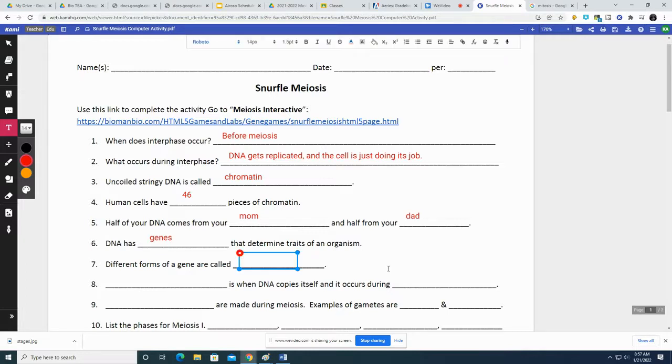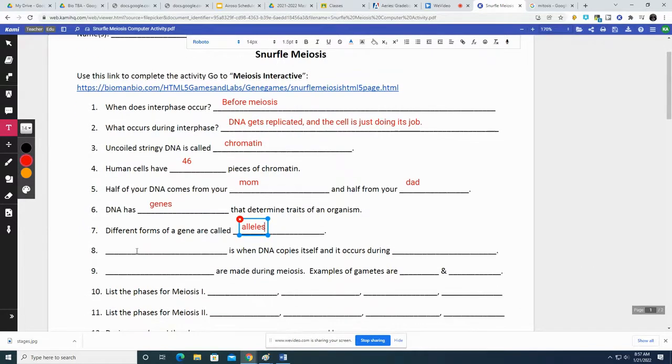Now, there are different forms of genes. We all have the same genes, but there's different types of genes, different forms. Those are called alleles. So if you have blue eyes, you have 2 blue-eyed alleles that you got from both parents, mom and dad. So alleles are the different types of genes. So there's blue-eyed alleles, there's brown-eyed alleles, blonde hair alleles, skin color, dimple alleles, different forms of genes, alleles.